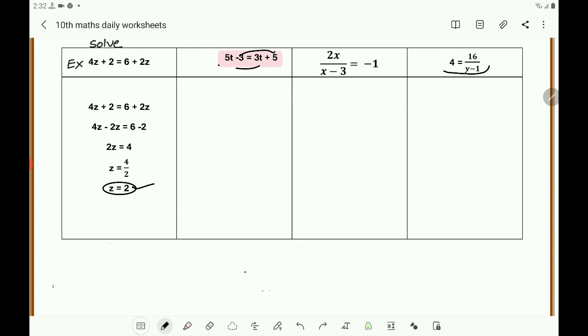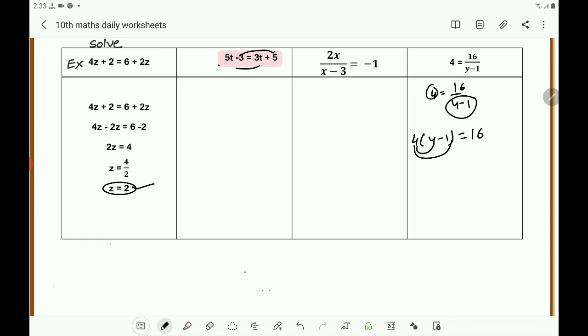Then you take 4 equals 16 by y minus 1. Here also do the cross multiplication. In the first step, you write 4 equals 16 by y minus 1. Then you multiply 4 with y minus 1. Do the cross multiplication: 4 into y minus 1 equals 16.